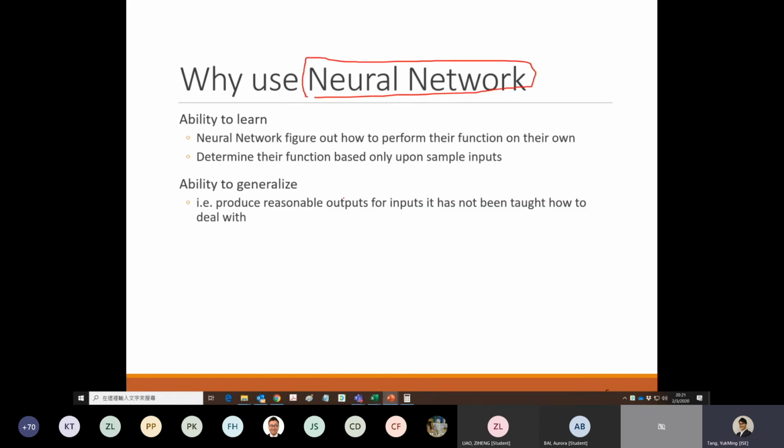Why do we want to apply the neural network? As mentioned before, we have rule-based reasoning and the decision tree, but they do not have the ability to learn. Remember, when we're talking about artificial intelligence, learning is very important. That's why nowadays we use the neural network, because a very important advantage is that it has the ability to learn, so that it can be generalized to many different applications.